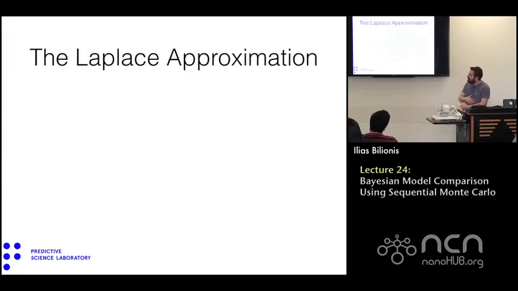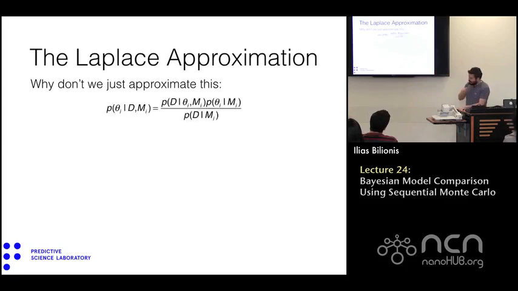Now, the other thing that you can do is you could use the Laplace approximation. And this is okay if the posterior of your model does look like a Gaussian, is sharply peaked about a single point, then the Laplace approximation is going to work quite well.